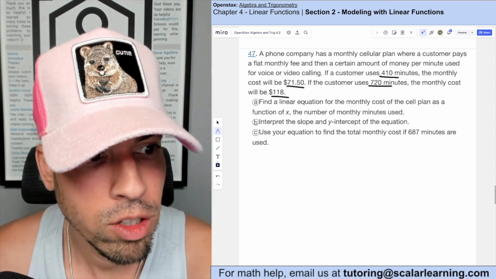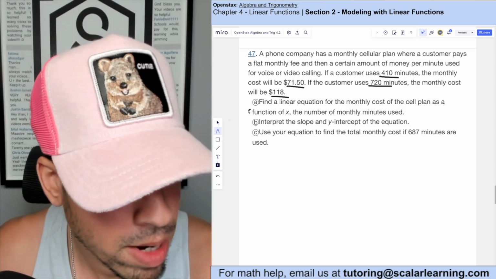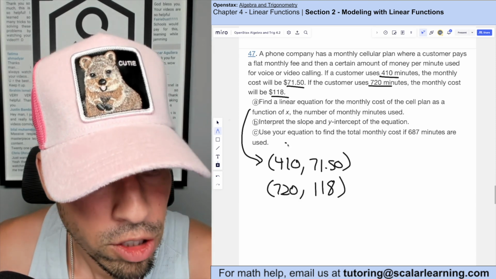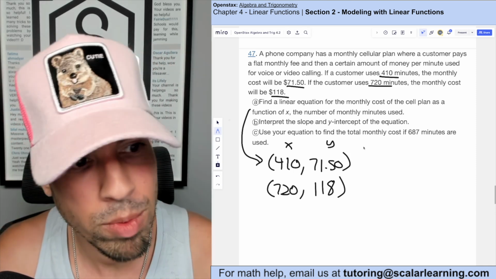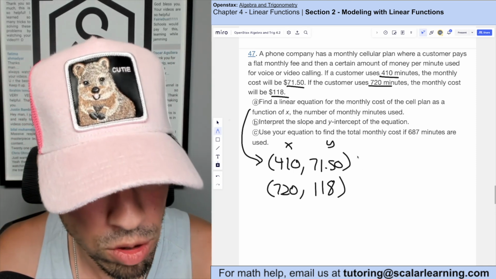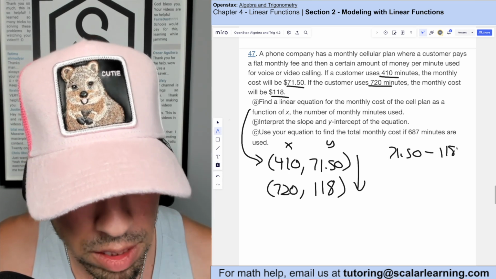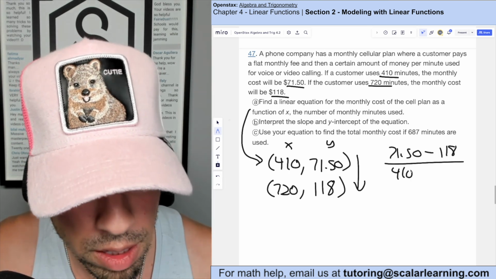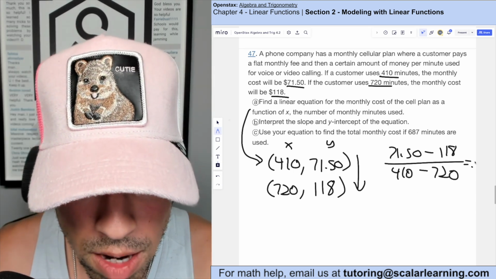So if we're trying to do that, guess what? We've got some nice values here. We got 2 coordinates. So I'm going to start by mapping out these coordinates. So again, here's the x value, which is the minutes. Here's the y value, which is the cost. So now we can use this to calculate the slope, right? So I'm going to subtract down, and I got 71.50 minus 118 over 410 minus 720. And we get a slope of 0.15, okay?